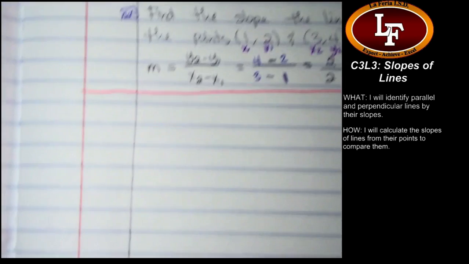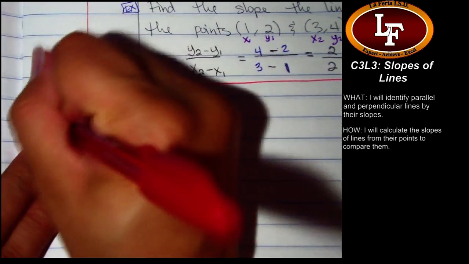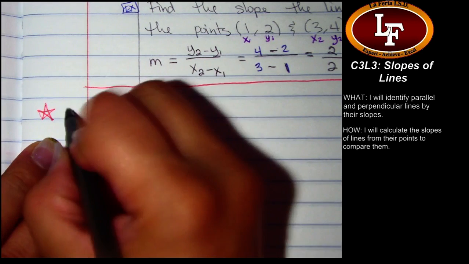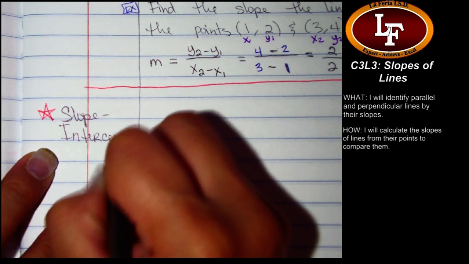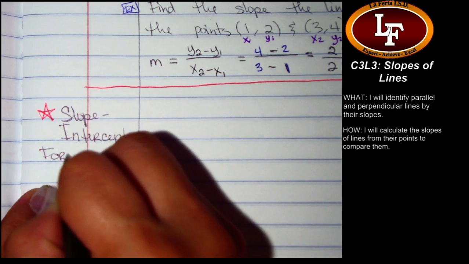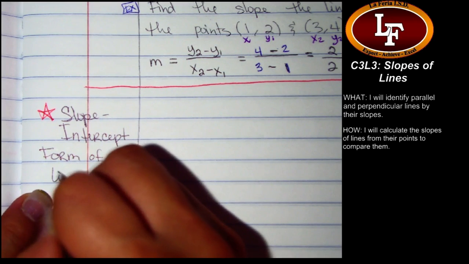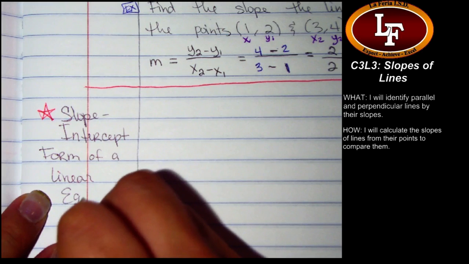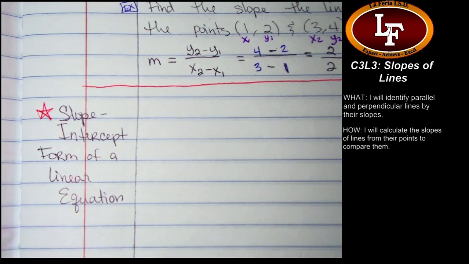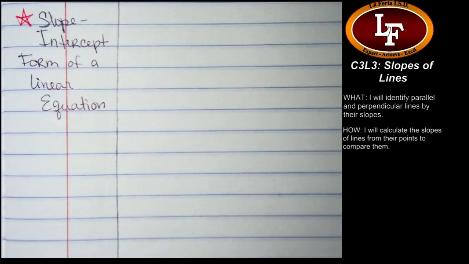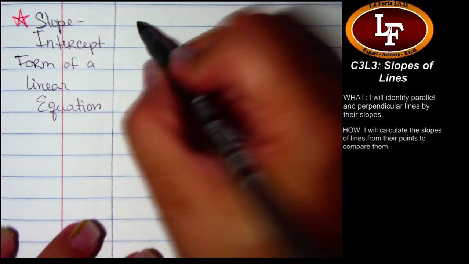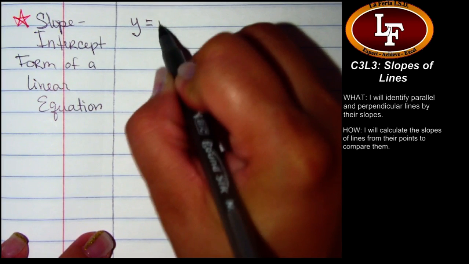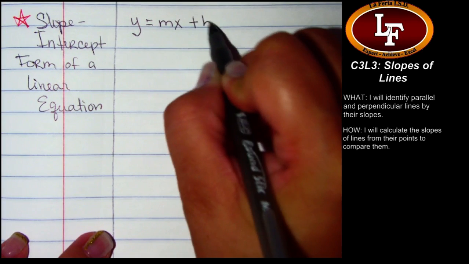Let's look at the slope-intercept form of a line. The slope-intercept form of a linear equation is like a cookie cutter. It's a template to which your equation should follow in order for it to be considered slope-intercept. And here's that template: y equals mx plus b.